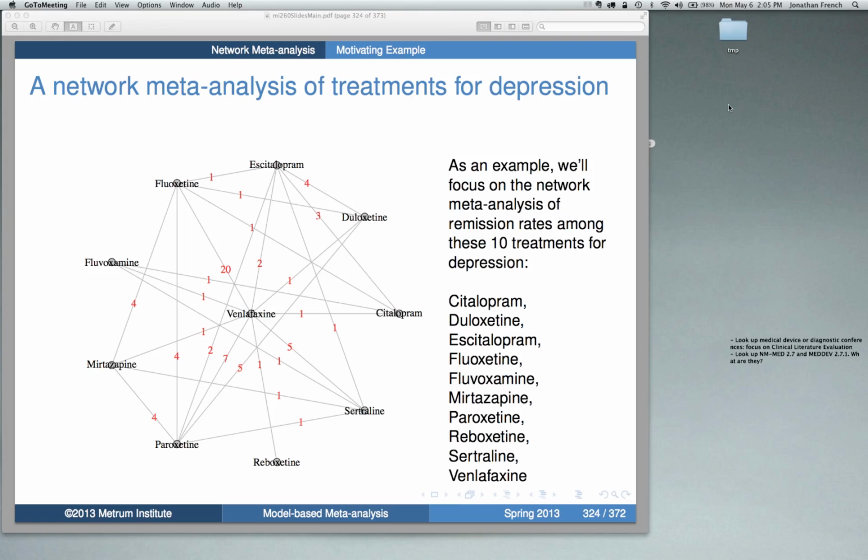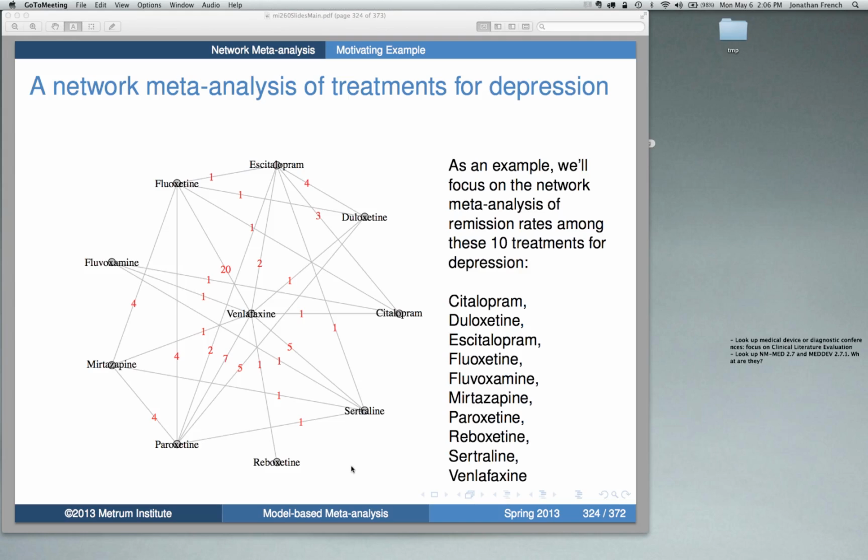Okay, so we will work through the example and work through the WinBUGS code for this example and the related outputs. And if you have any questions along the way, feel free to go ahead and post those to the questions box.